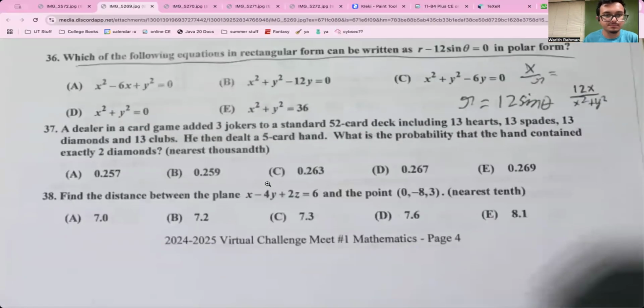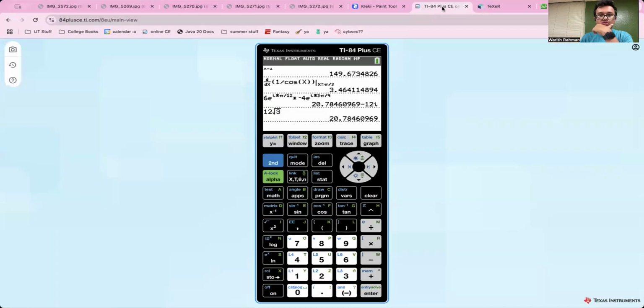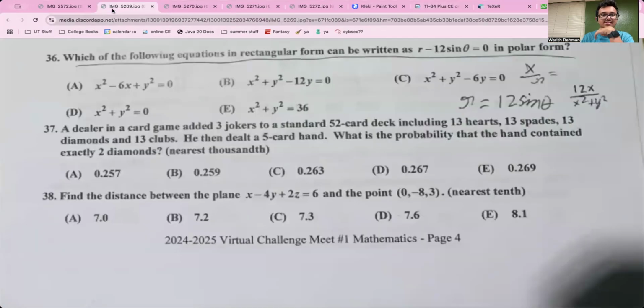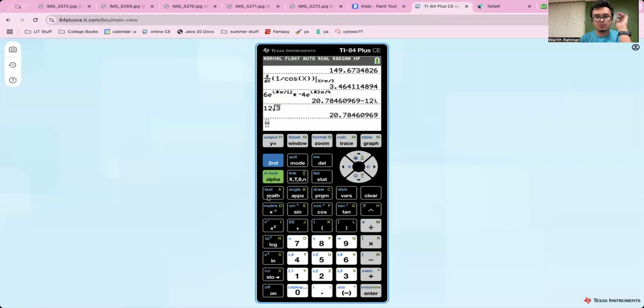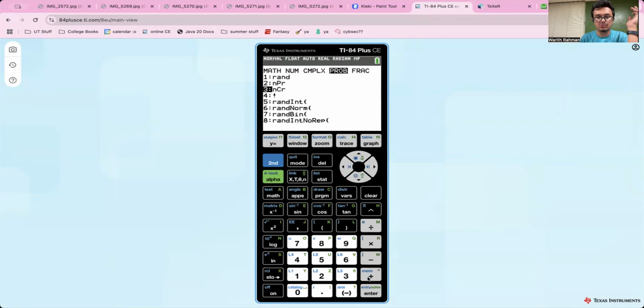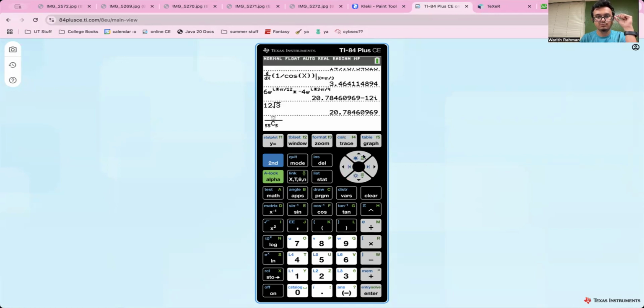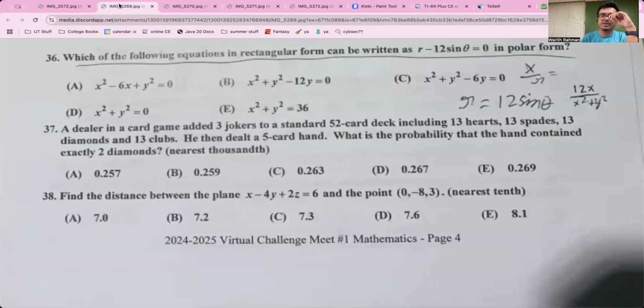Okay, 37. A dealer in a card game uses three jokers with 13 of each of them, dealt a five-card hand. What is the probability that his hand contains exactly two diamonds? The way I usually do this is figure out how many hands have two diamonds and how many hands exist. The number of hands that exist is the easier part. We have 55 cards and we need to choose five. So we just use 55 choose five. What about the top? We know that we have to pick exactly two diamonds, but all our diamonds are distinct. We can actually distinguish between them.